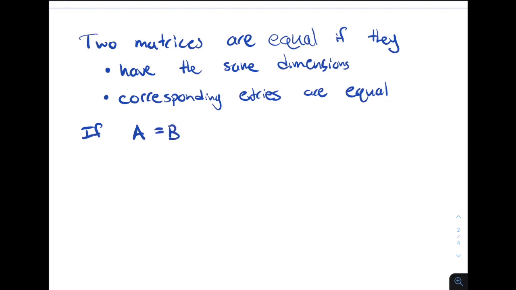If A and B are equal, then for every i and j, the element in the ith row and jth column of A will always be equal to the element in the ith row and jth column of B, for all rows i and columns j.